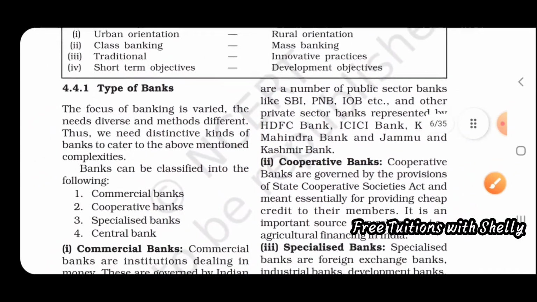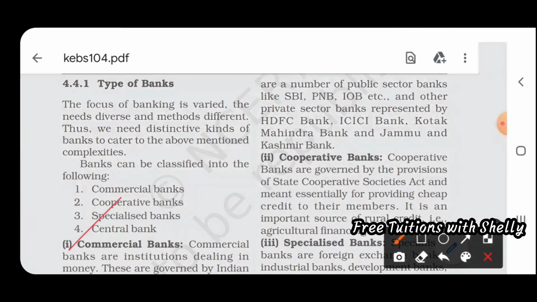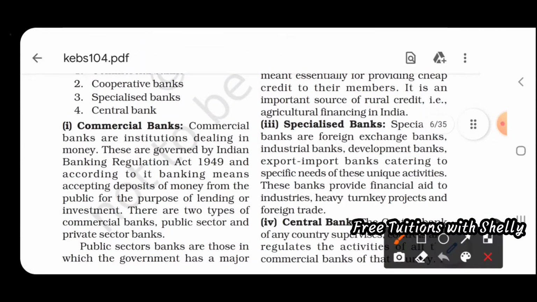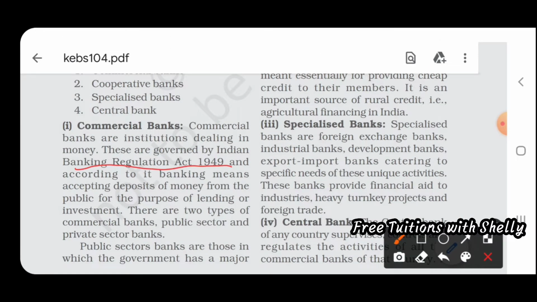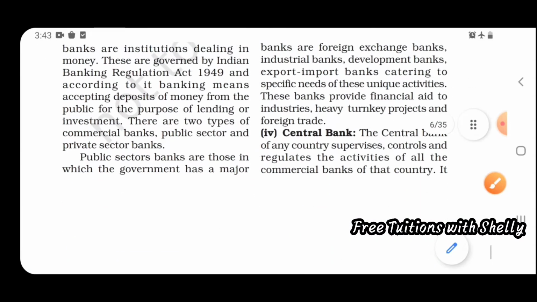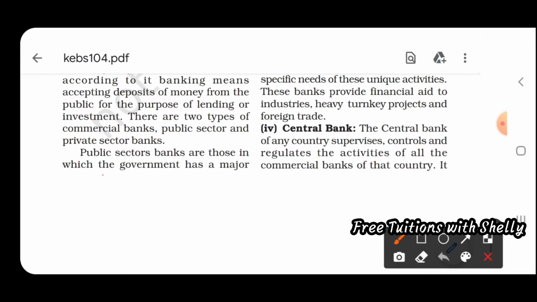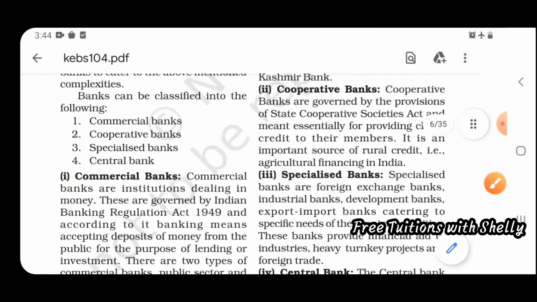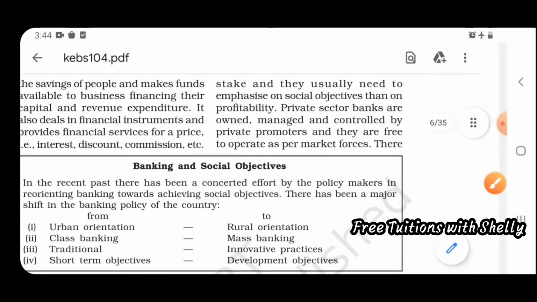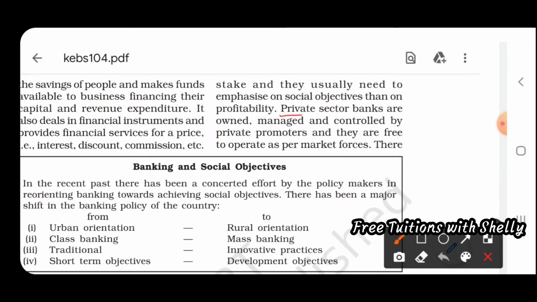We are going to look at types of banks. The first one is commercial bank. Commercial banks are regulated by the Banking Regulation Act 1949. And the main purpose is accepting deposits of money for the purpose of lending or investment. So there are two types of commercial bank. The first one is public sector and the second one is private sector. If it is a public sector bank, then the government has a major role. And if it is a private sector bank, then it is controlled and managed by private parties.